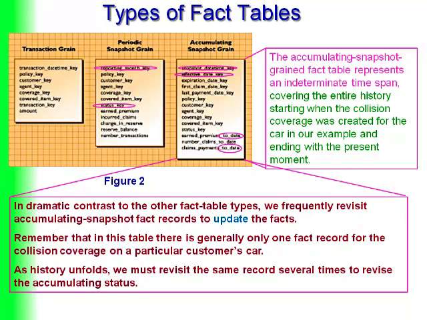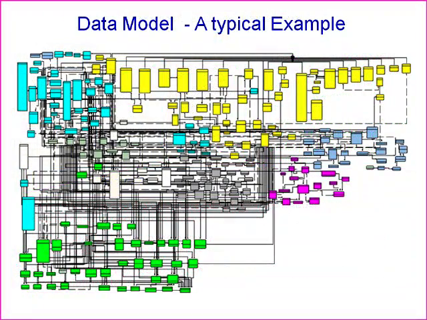That record gets updated. So, by using the date field, claim payment to date, earned premium to date, and effective date, etc., we can capture the history. As history unfolds, we must revisit the same record several times to revise the accumulating status. This is a typical data model used widely in any organization or an enterprise.